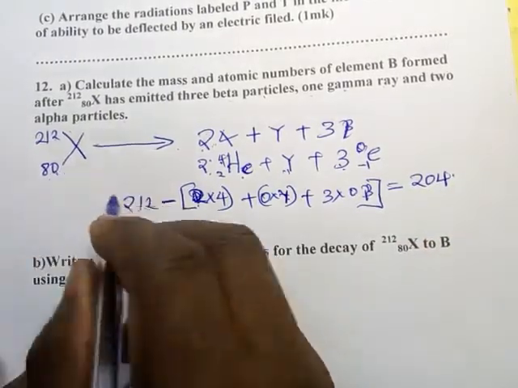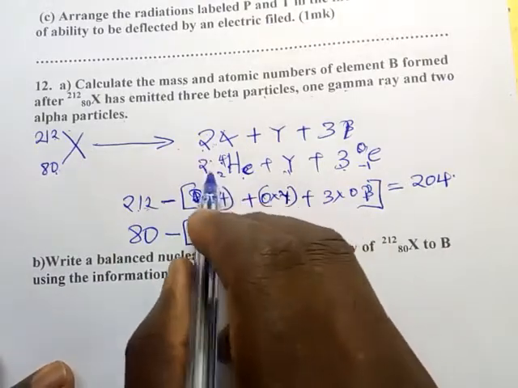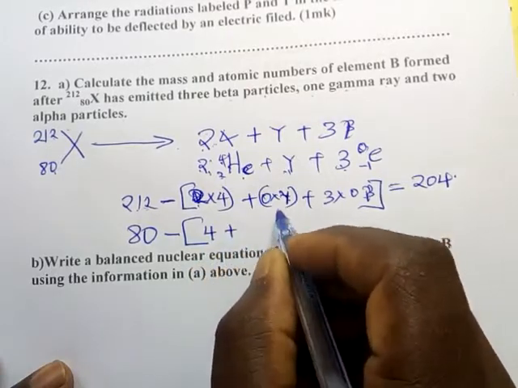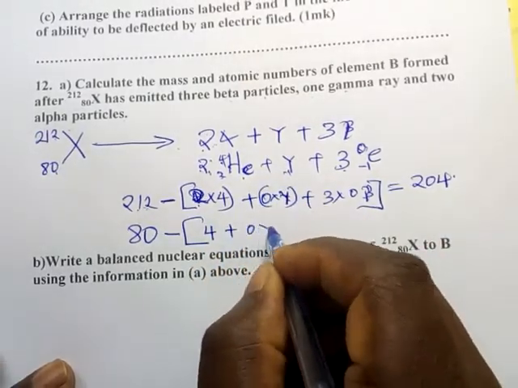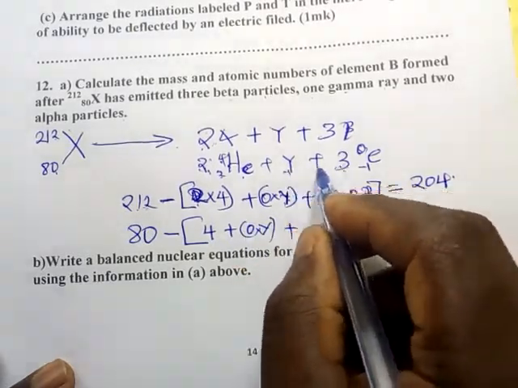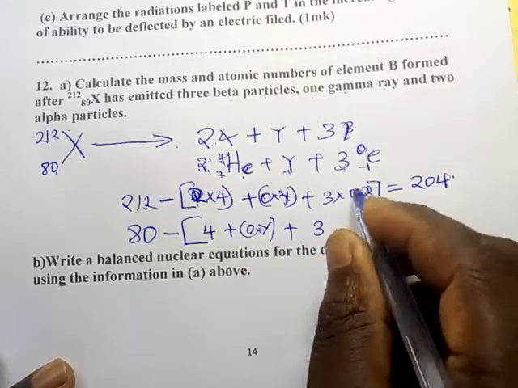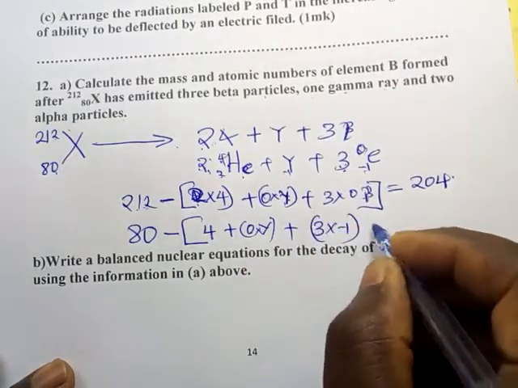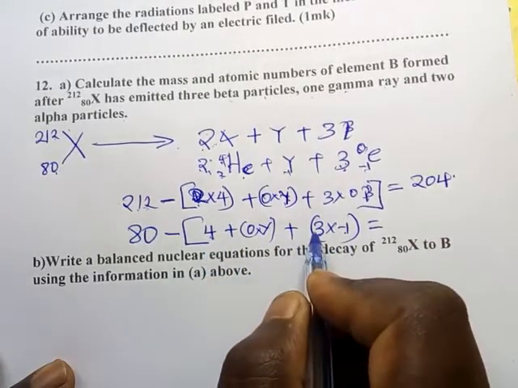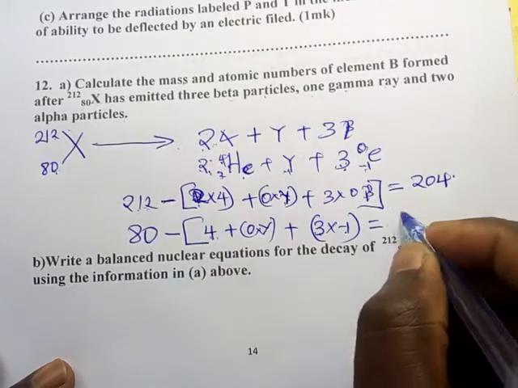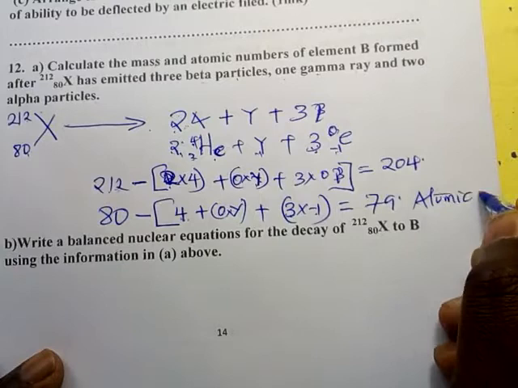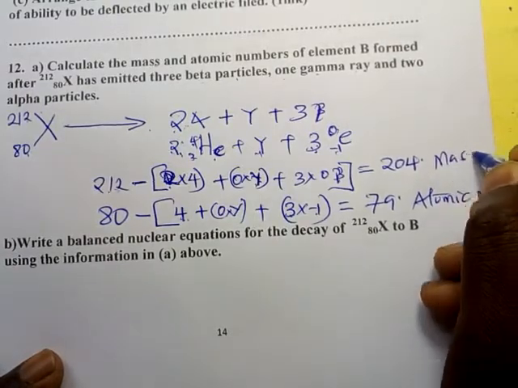Atomic is 80 minus this total. For this one it is 2 times 2, which is 4, plus for gamma it is 0 times y, which is just 0. For beta, it is 3 times negative 1. So this is negative 3. 4 minus 3 is 1. So 80 minus 1 is 79. So this is the atomic number and this is the mass number.